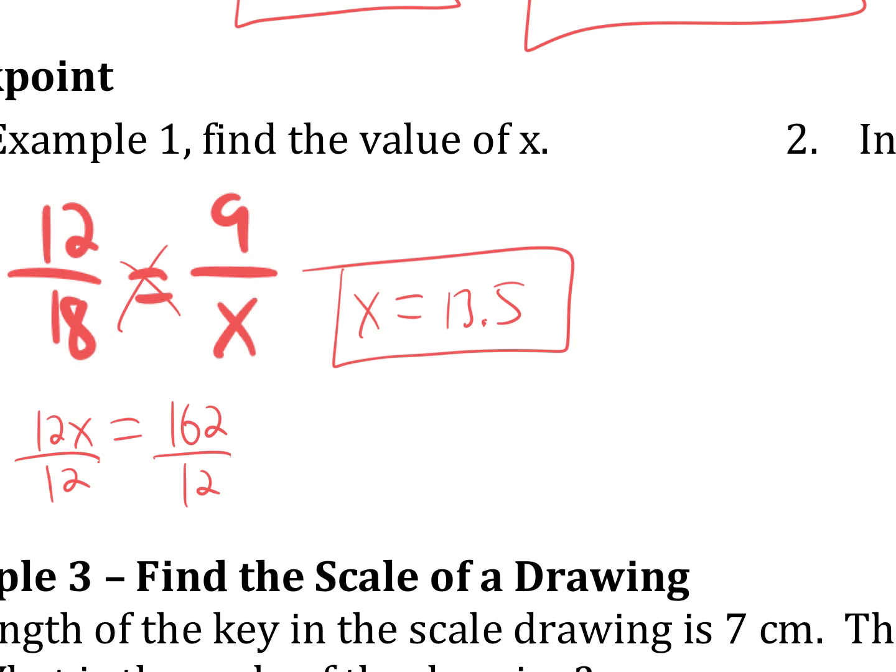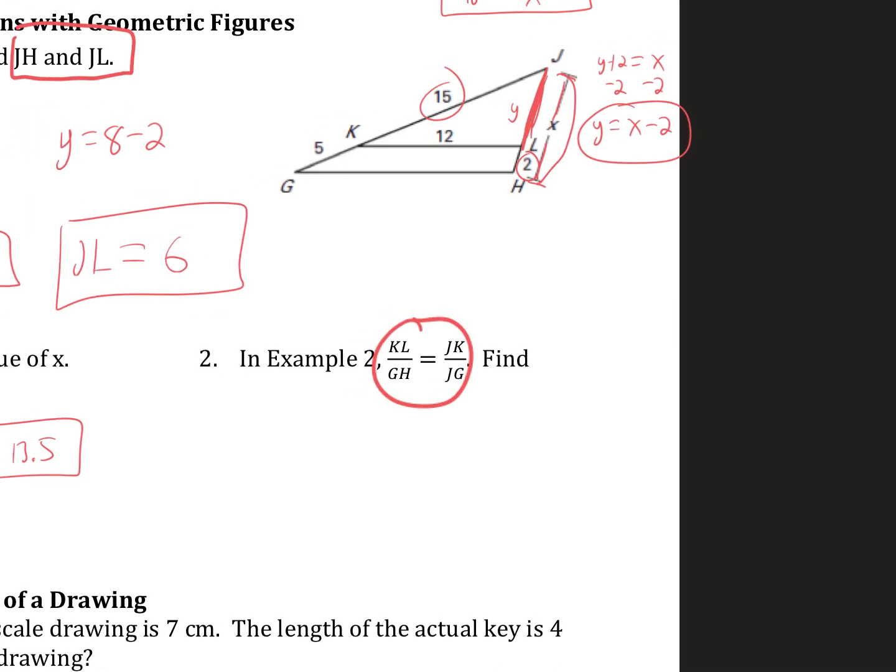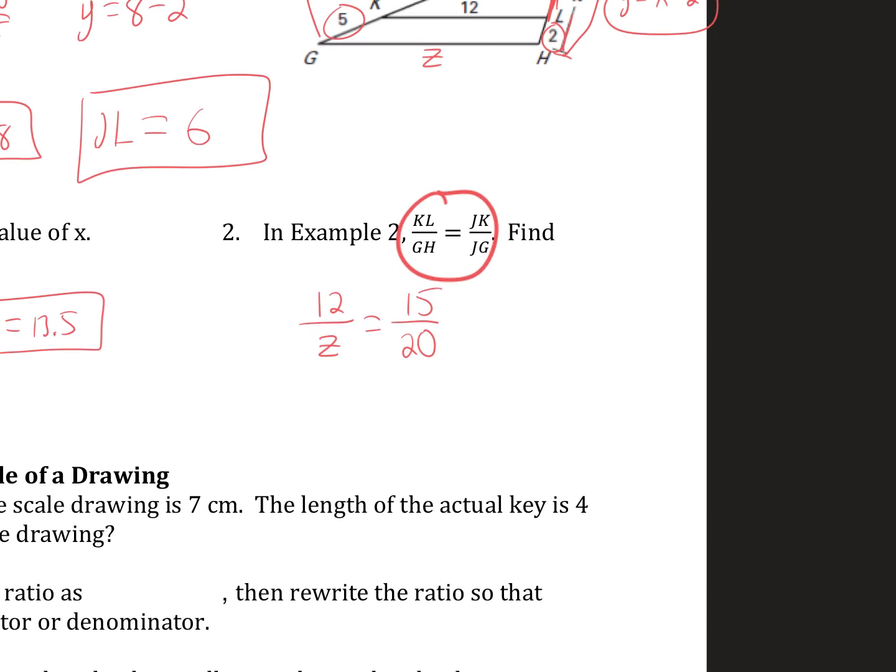All right, the setup for this one is a little bit different. We have KL over GH. I'm going to call GH z. We don't really know what that is right now. So KL is 12 over GH, which is z, equals JK, which is 15, over JG. This is a little bit trickier. JG is this distance right here. What two things make up JG? Well, we have 5 and 15. What's 5 plus 15? That is 20. So that's why it's important to look at what it's asking here. Now we just got to solve this.